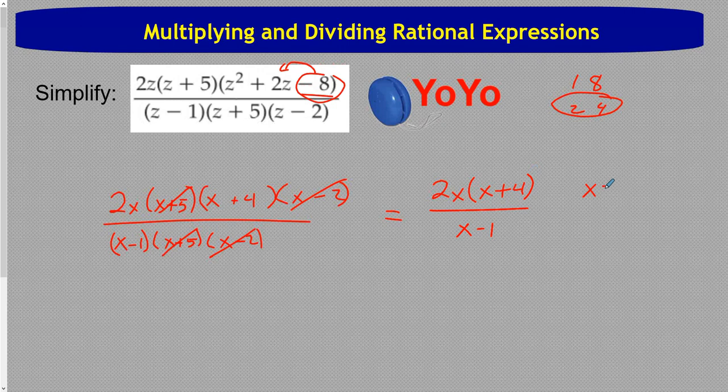X cannot equal 1, negative 5, or 2, because that will cause the expression to be undefined, right? Because we'll end up dividing by 0.